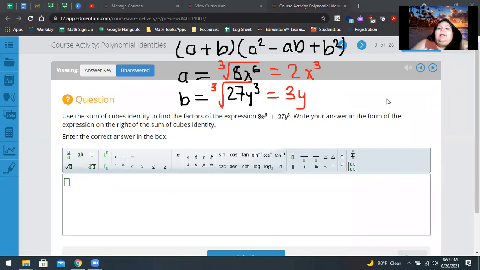So now you're going to plug in your 2x cubed for a in the identity above, and you're going to plug in 3y for your b. Make sure you simplify properly, and then you're just done right there by plugging it in and simplifying, and then typing in your answer there down below for slide 9.